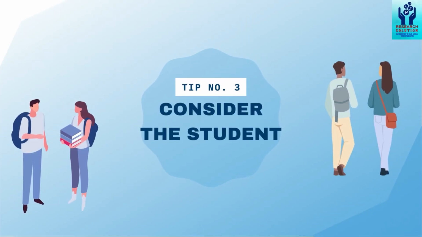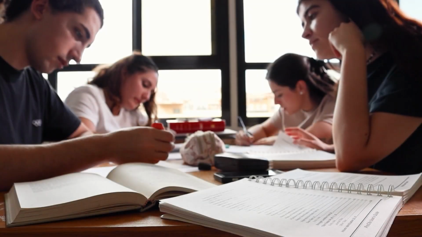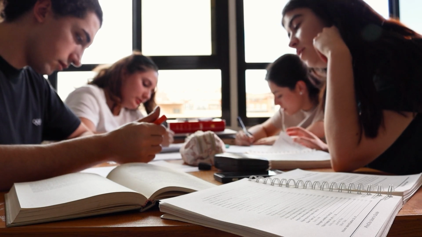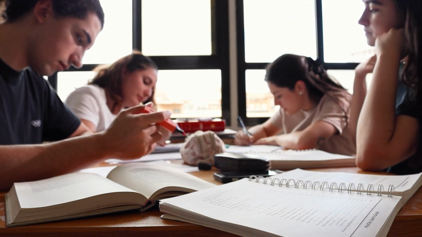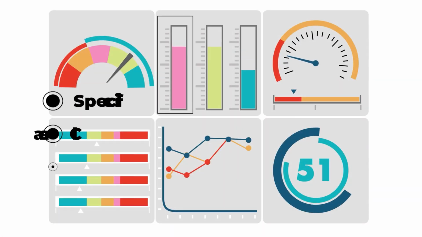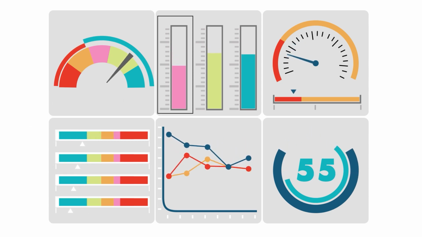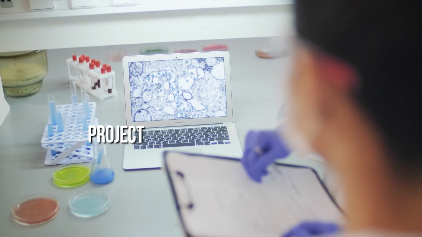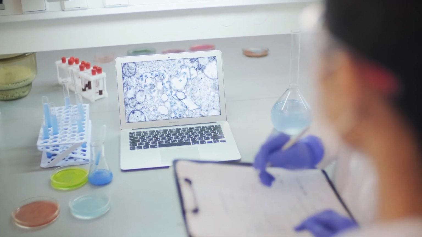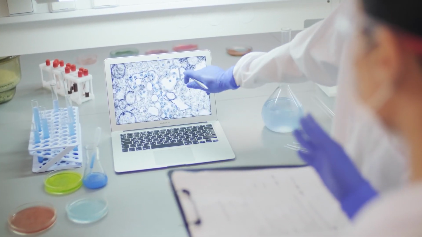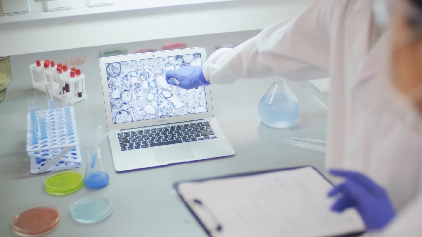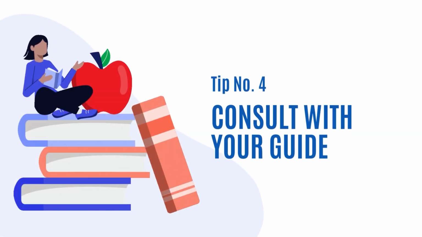Tip number 3. Consider the scope. When choosing a research topic, it is important to consider the scope. This includes the availability of data and resources, as well as ethical considerations. You should also consider the scope of the project and whether it is feasible within the time and resources available to you.